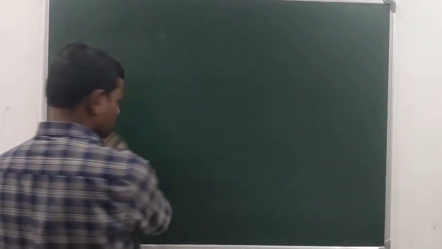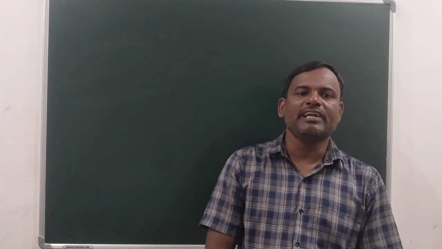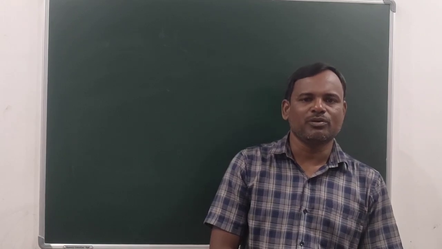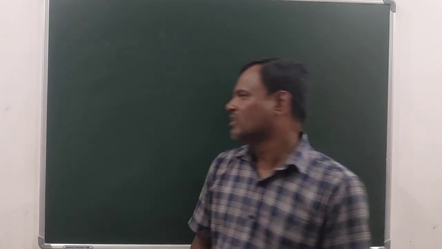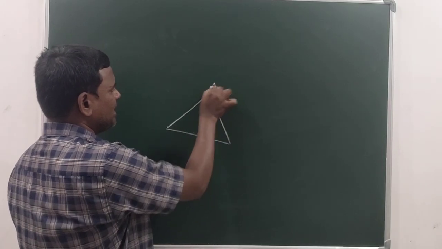Next, let us go to find the centroid of a tetrahedron. You know, tetrahedron. See, whose base looks like a triangle.